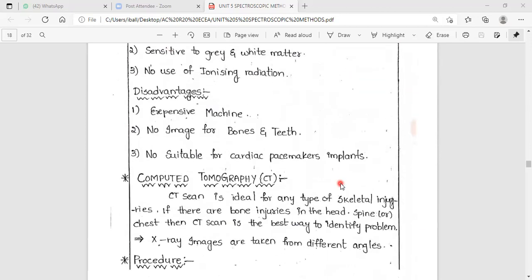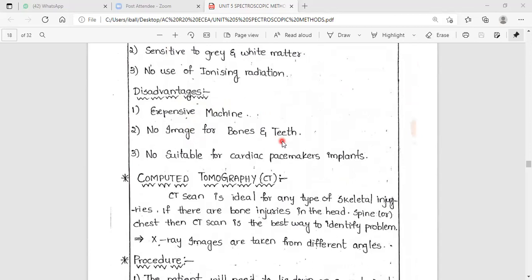You see this. Now the disadvantages. The first disadvantage is that the machine is very expensive. The second disadvantage is that there is no particular image of bone and teeth.